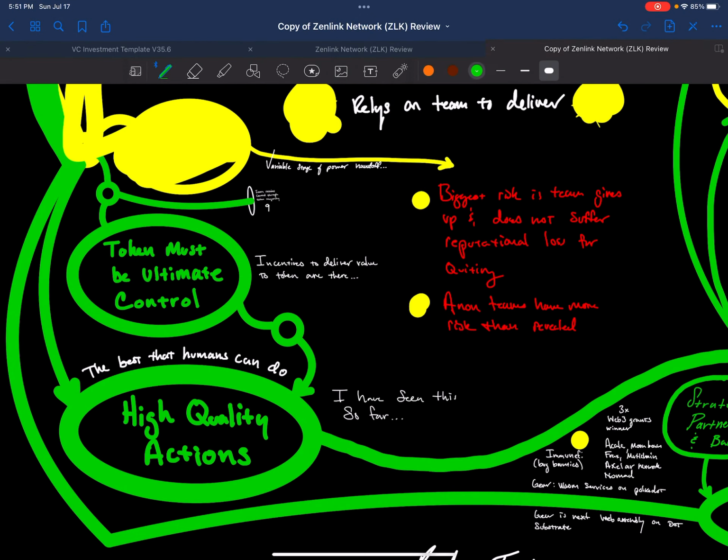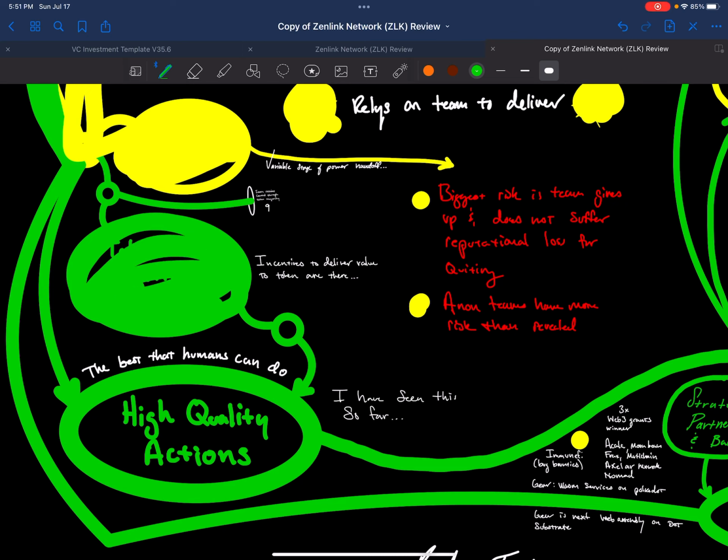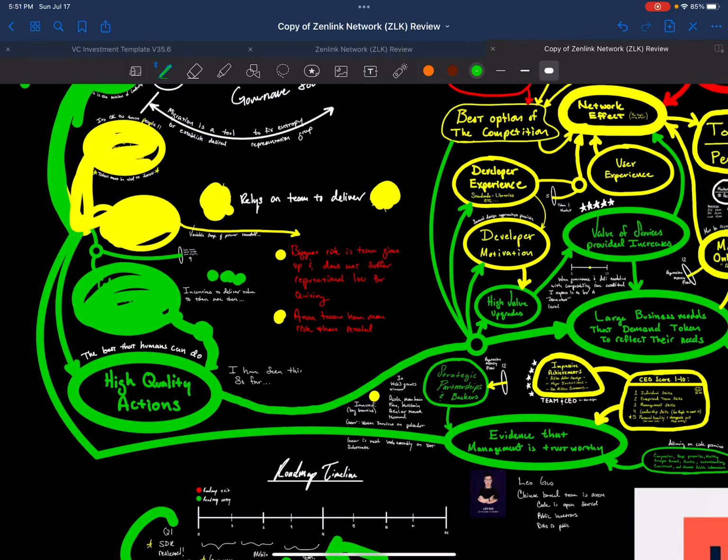Now, I will say that the token is the ultimate control because there's more incentive. There's more incentive for them to deliver than there is to just walk away, because there is a huge opportunity here if they're successful. So I believe the incentive is right for them to deliver. High quality actions, I put that as green.